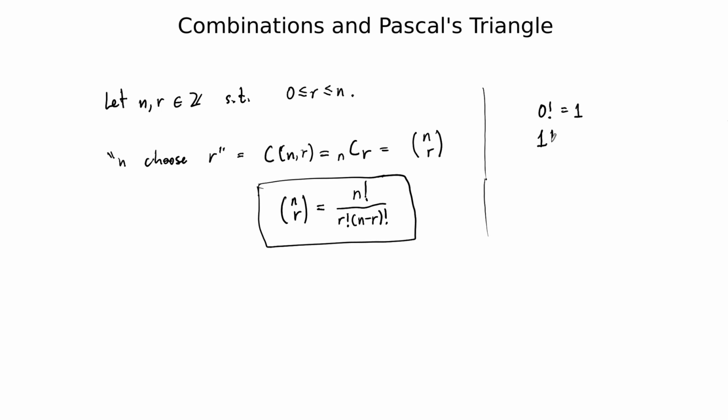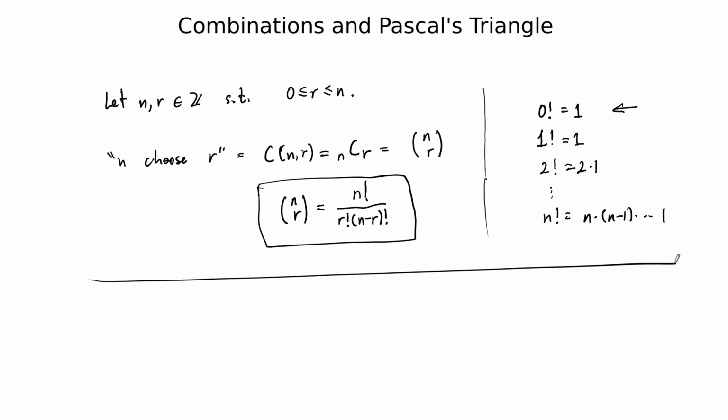And then from there, 1 factorial is obviously 1, and 2 factorial is 2 times 1, and then so on. So n factorial is n times all of the previous integers that come before it, all the way down to 1. And so that's what the factorial means. I think we probably remember that, but just in case, there's a quick review, and in particular, we do care a lot about this one, that 0 factorial is 1. Okay, so that's combinations. Now, what does this have to do with Pascal's triangle?